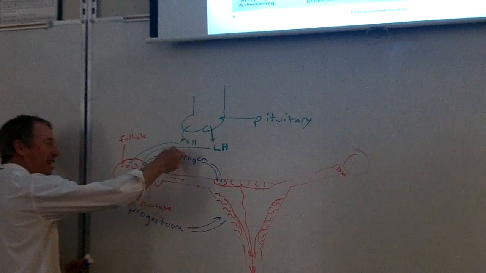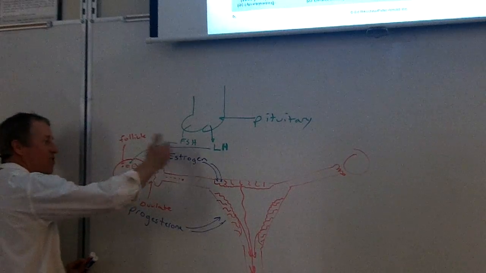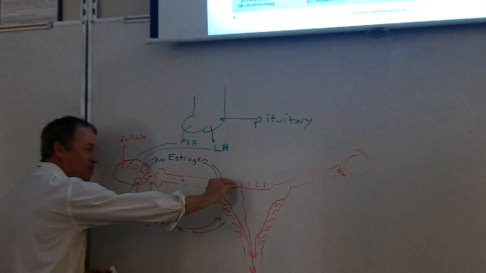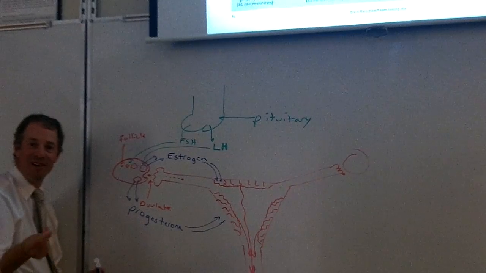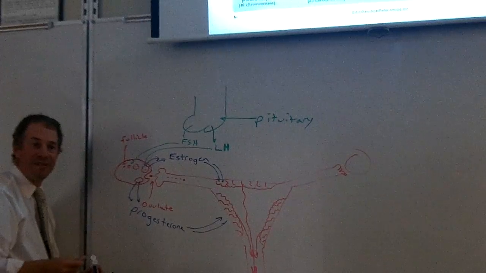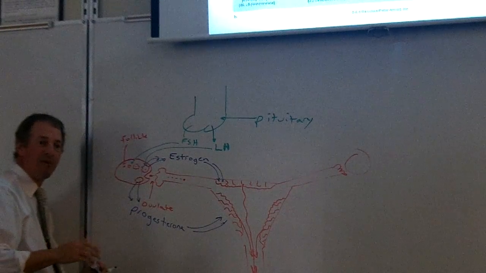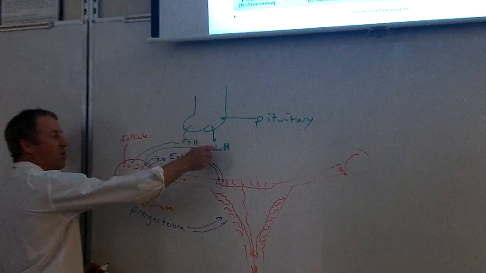FSH is released again. A new follicle starts to develop. Estrogen is released again. The walls will build back up. This happens every month, y'all, for about 30 years. 35 years. And once you're about 50 or 55, you'll go through menopause where you just stop releasing these hormones.